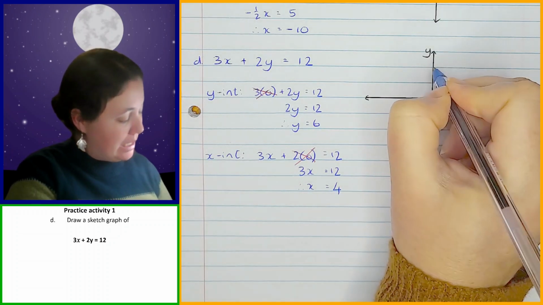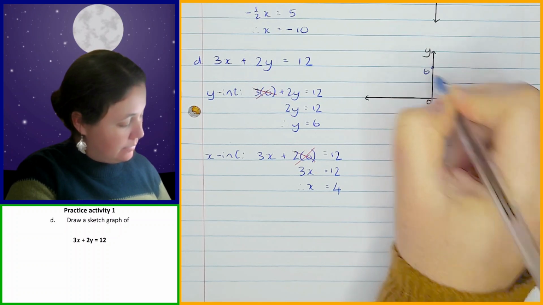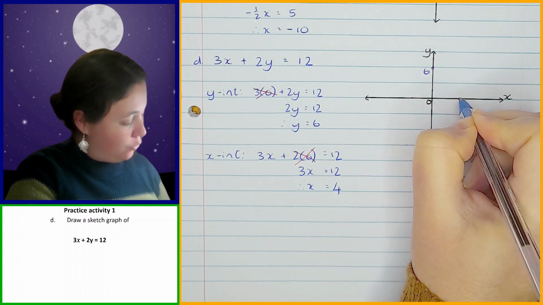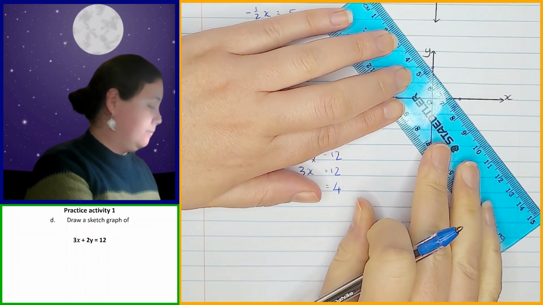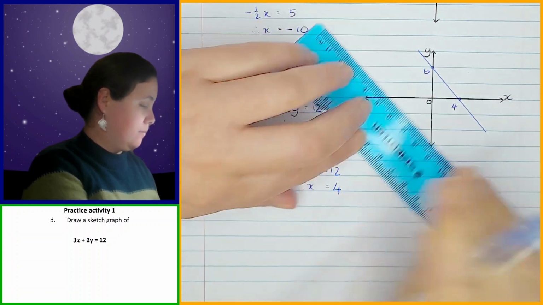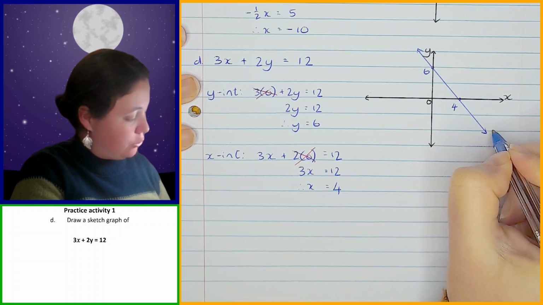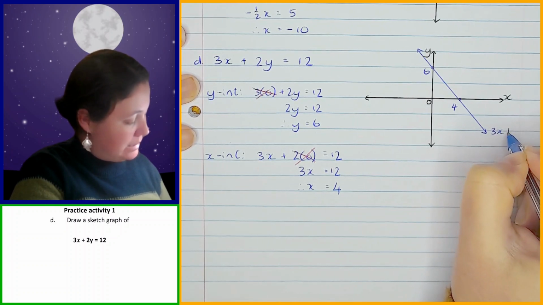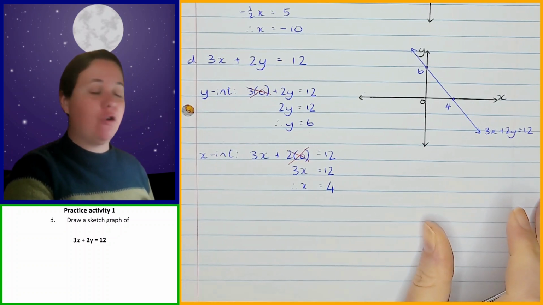So over here I'm going to have 6 and I'm going to have 4 as my x-intercept. So I can go and join those up now. And label my graph. 3x plus 2y equals 12. So that's what you should have got for that one.